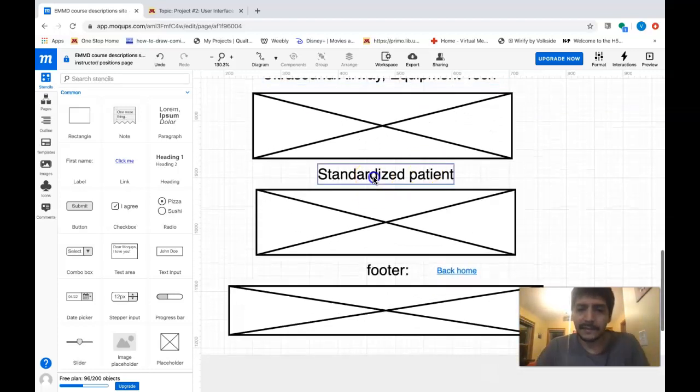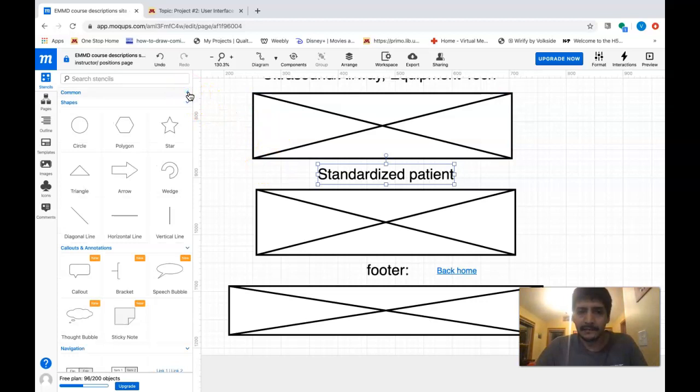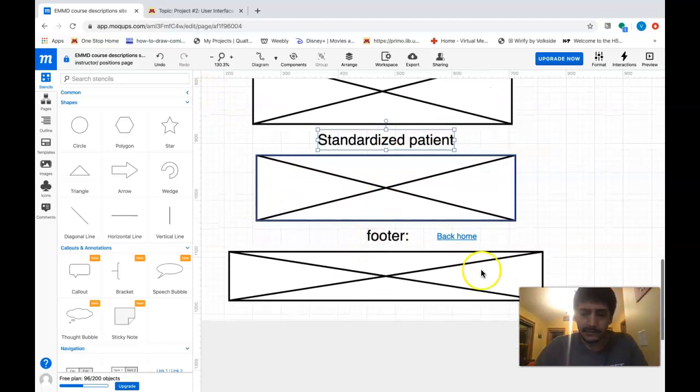And then finally we have standardized patient. So this one I put at the bottom because we really only have one simulation and one scenario that requires a standardized patient, and that doesn't happen all that often. But that's essentially an actor that we pay to pretend to be a patient. And then again we have the footer here and then the back to home.